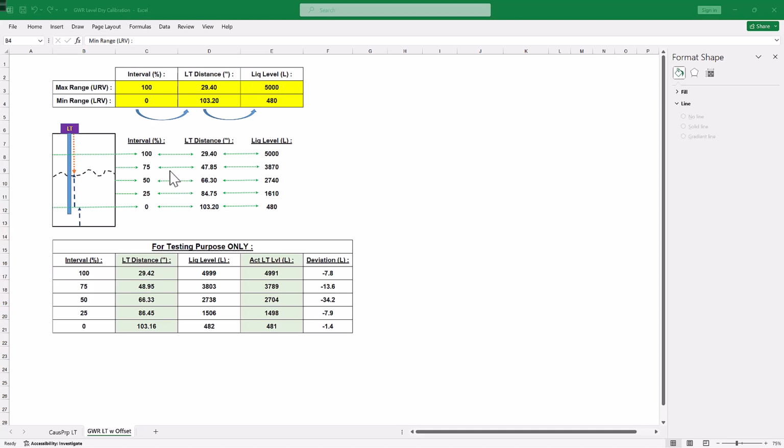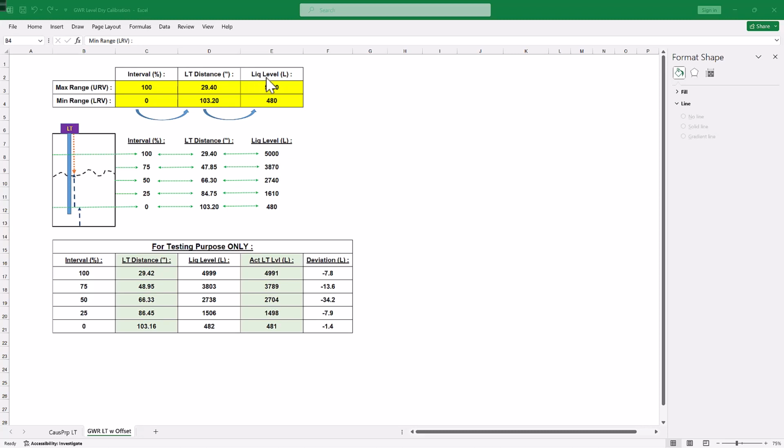In order to calculate the liquid level, we need to know two things: the URV or maximum range value, as well as the LRV or minimum range value, of both the level transmitter distance as well as the liquid level. Before we come into it, let me discuss with you the meaning of distance and level here. Distance refers to the distance between the level transmitter sensor and the liquid surface. You can see this dotted line arrow here. This is the distance, it means the distance the signal travels from the level transmitter sensor until the water or liquid surface.